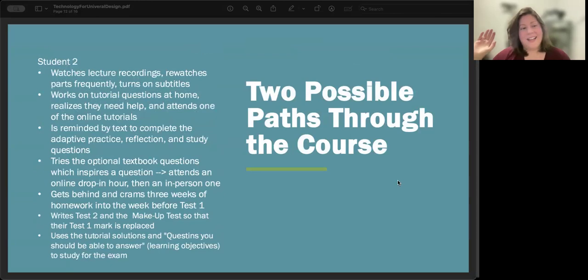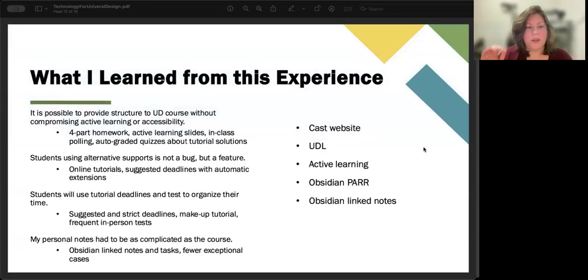Whereas some students immediately got behind. They're like, oh, I'll watch the recording of the lectures later because the online section recorded it, things like that. Maybe the student needed the reminder, so they got text messages. In the end, they had lots of things they could study from for the final exam, but it didn't have to be what the previous person used. What I learned from this experience is that it is possible to provide structure in a universally designed course without compromising active learning or accessibility.